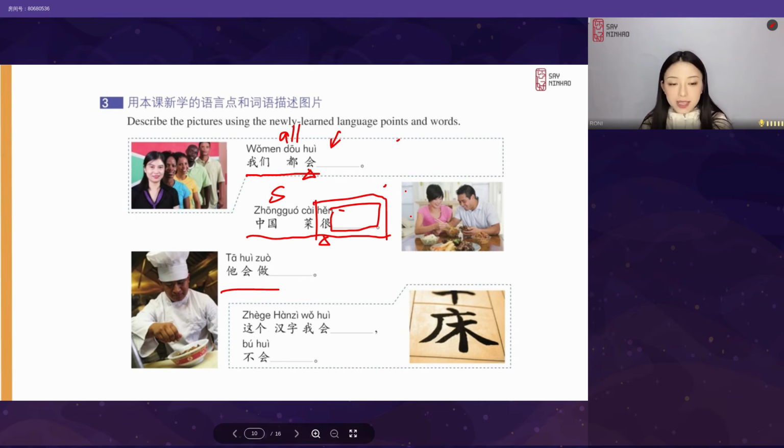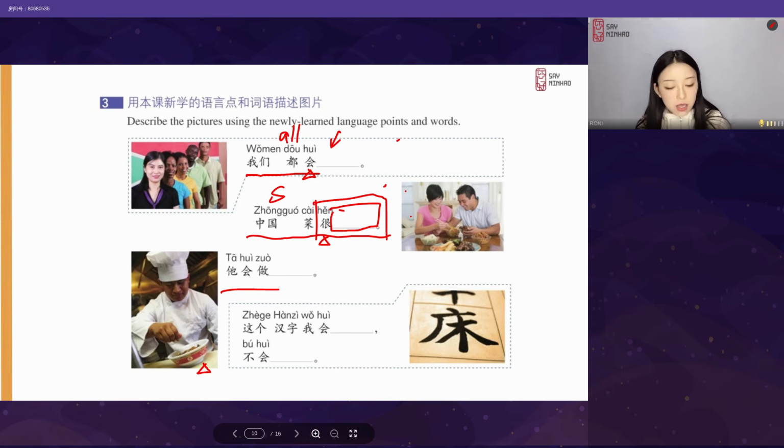做 means to make. And today we've learned a special expression of 做, which is 做菜, right? 他会做菜, which means he can cook. And let's see, it looks like a Chinese bowl. Maybe he's cooking a Chinese dish, so we can still put a 中国菜 in this blank.